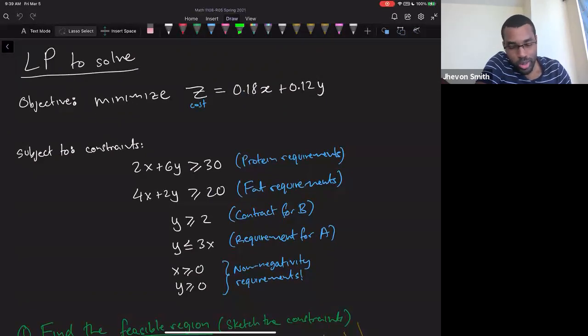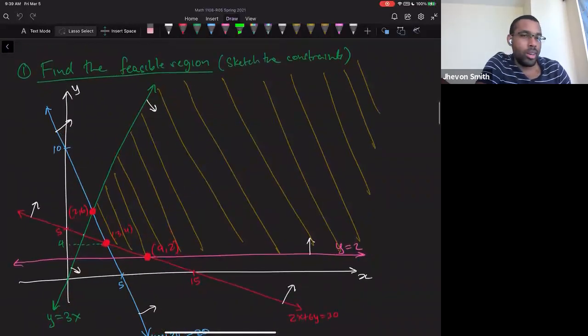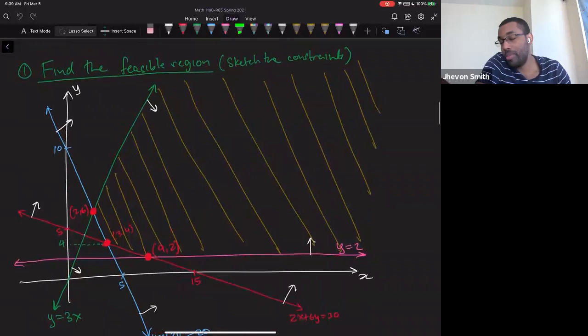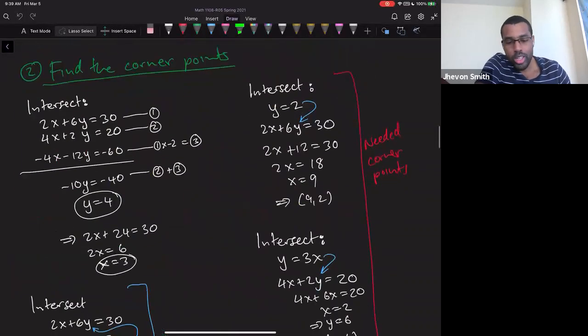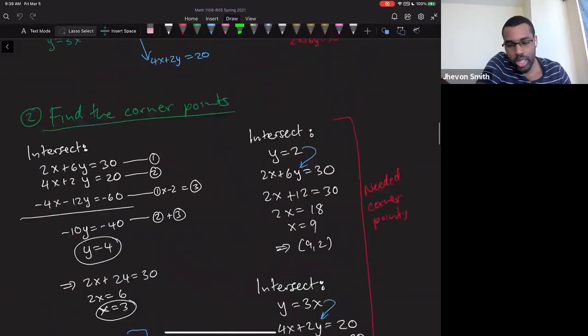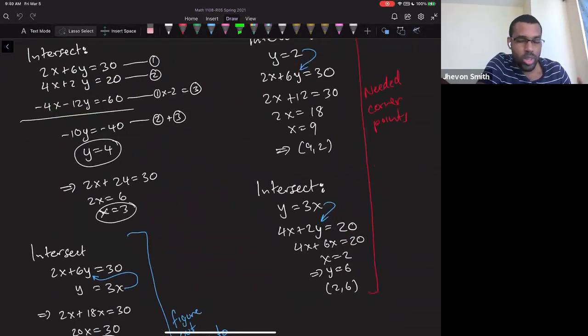Now, once you do that, of course, you're going to go through the steps that I told you on how to actually solve the problem. So you're first going to find the feasible region, which means you're going to draw all the constraints. You're going to shade the region that satisfies all constraints. Okay, cool. 2, you're going to find all the corner points around the edges of the feasible region, because as we saw last time, that's where the answer is going to be. Whether you're maximizing or minimizing doesn't matter. That's where the answer is going to be.